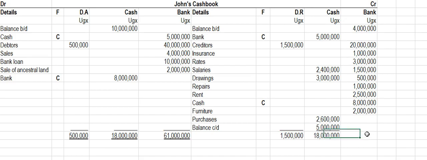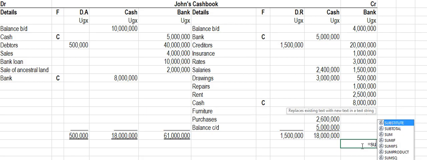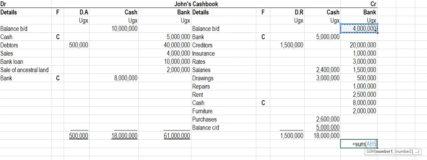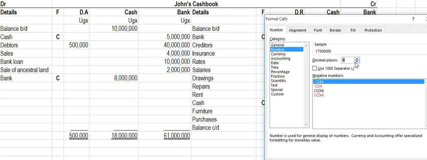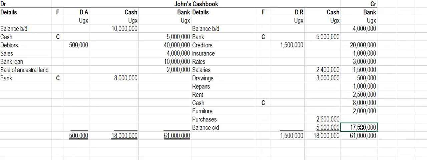Then for bank, we first find out the total for the credit side bank column. That's 43.5, so still the debit side is bigger. So to get my balancing figure in the bank column, I'll take the 61 millions minus the 43.5 total, giving us 17 millions 500,000. 17 millions 500,000 is your bank balance as at the end of the year.